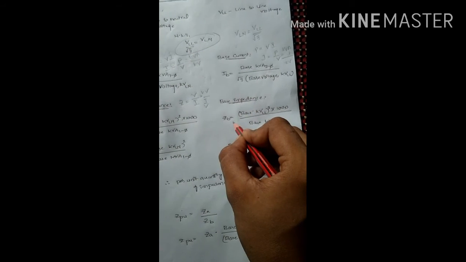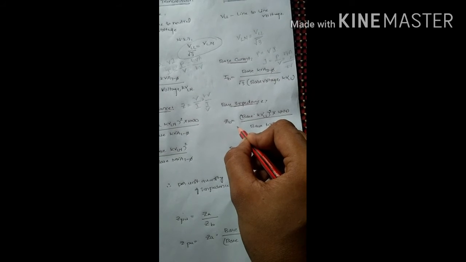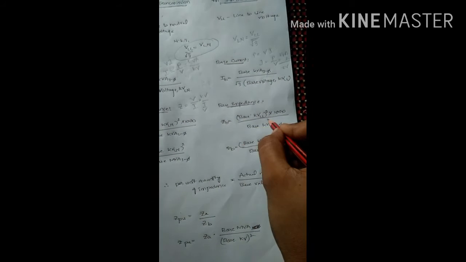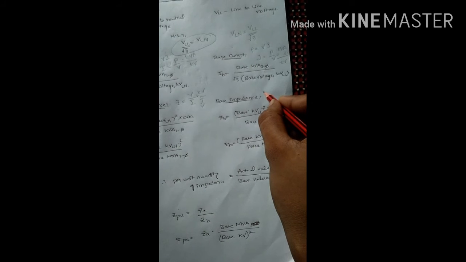For base impedance, we determine it through the formula Z is equal to V by I. By putting the base current here, we determine this expression.